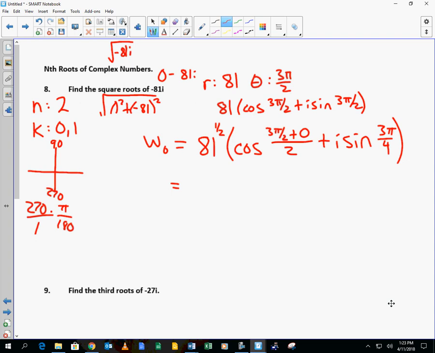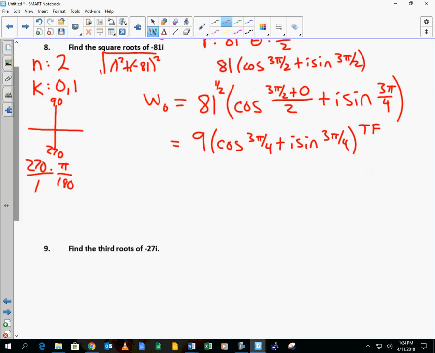81 to the 1/2 is 9. Hey, we're getting close here. Times cosine of, what does that simplify to? 3 pi over 4 plus i sine of 3 pi over 4. Hey, that's actually the trigonometric form of our answer. The problem is we don't want to leave it in trigonometric form. We want to place it into complex form. That's what we did right at the end of yesterday.